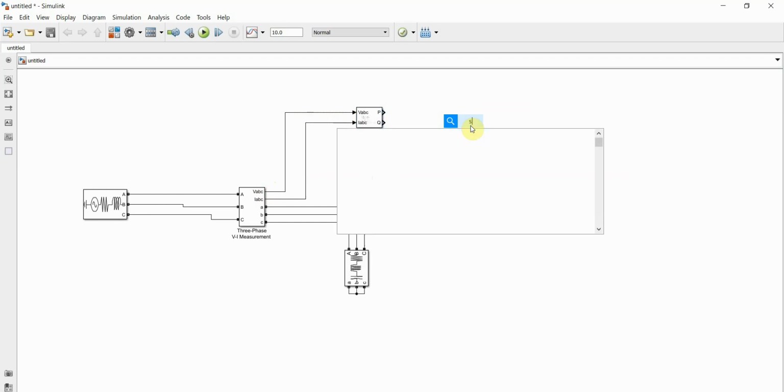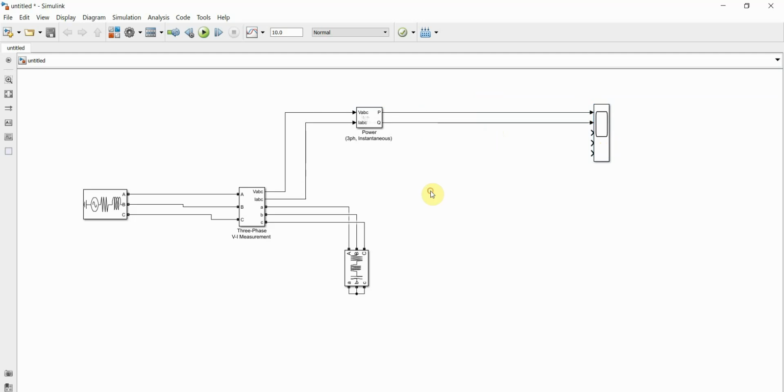I will take a scope here, and I am giving 4, 5. I want to measure active power and reactive power. Then I want to know the three-phase line to line voltage and phase current. So for that I need a DMUX.